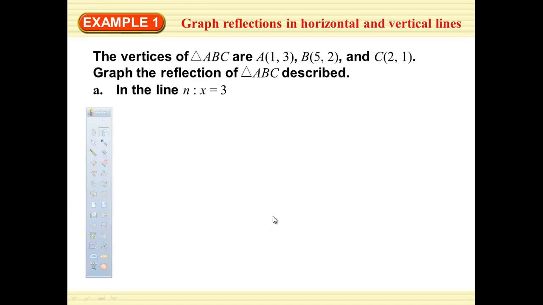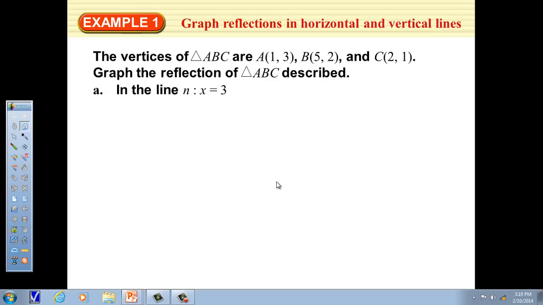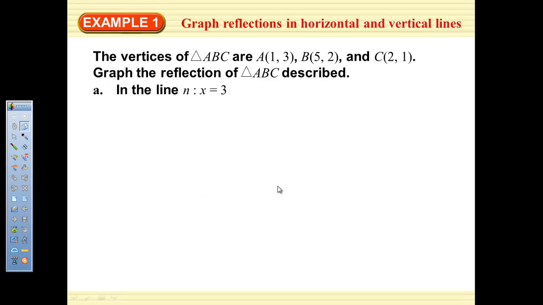Now we're in section 3, which is on reflections, and we're going to look at graphing reflections in horizontal and vertical lines. Rather than graph these, I'm just going to show you what's on the slides and we'll describe what's going on. This first one, we have the points 1, 3, 5, 2, and 2, 1. We want to reflect over the line x equals 3.